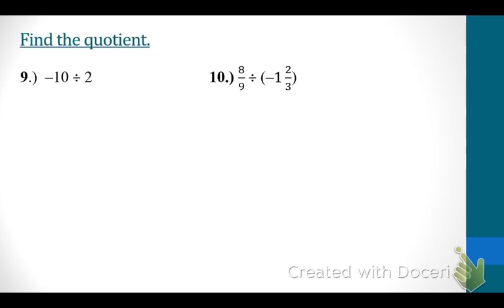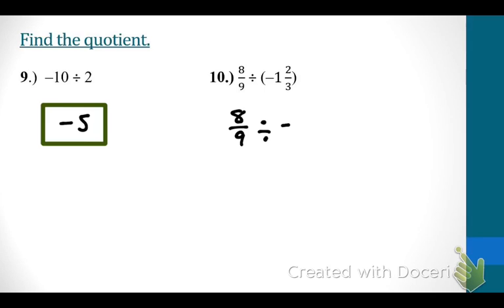On to the next one, we are finding the quotient. Anson, what's negative 10 divided by positive 2? Negative 5 is correct. On to the next one. I've got a mixed number here, and I don't want that to be a mixed number. So what would that be if I changed that mixed number into an improper fraction? It is going to be a negative. Negative what? 5 over 3. Negative 5 over 3 is correct.